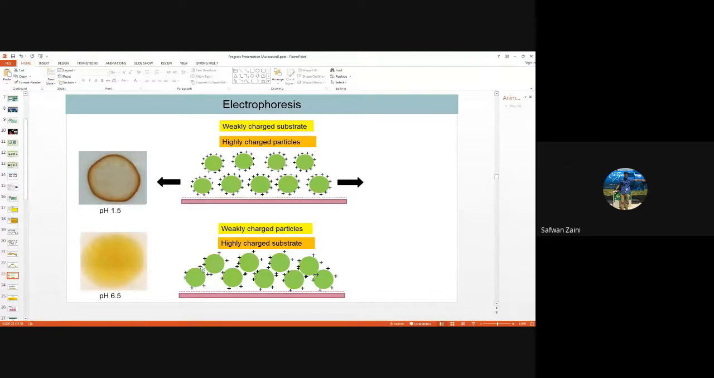However, in the case of pH 6.5, the substrate is highly charged and the particles are weakly charged, and therefore many layers of particles are deposited on the substrate. Because the substrate is highly charged, it can attract more layers of particles even though there is already deposition on the surface. So further deposition is still possible, and all the particles are attracted toward the highly charged substrate, leaving no particles in the bulk and leading to more uniform deposition.